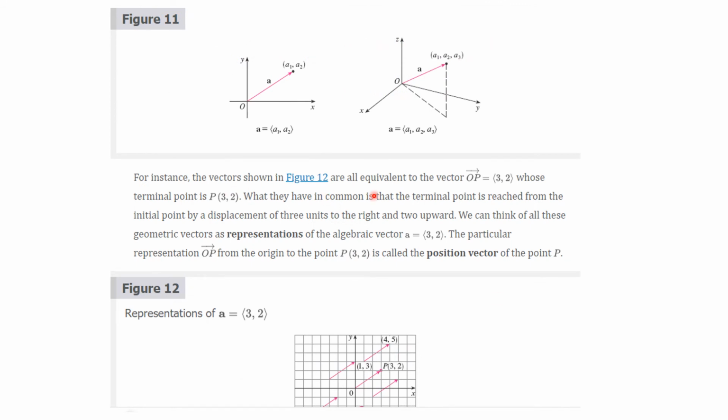The vectors shown in figure 12 are equivalent to <3, 2>, that's down here. You can see that all of these go over 3 and up 2. They have the same slope, so they're all parallel, but notice that the origins are different. So we think of all of these geometric representations as representations of the same vector, which is pointy bracket 3, comma 2. But the particular representation where you start at the origin 0, 0 and go to the point P (3, 2) is called the position vector of the point P. Sometimes in some books it's called the standard position. And here are some representations of that.